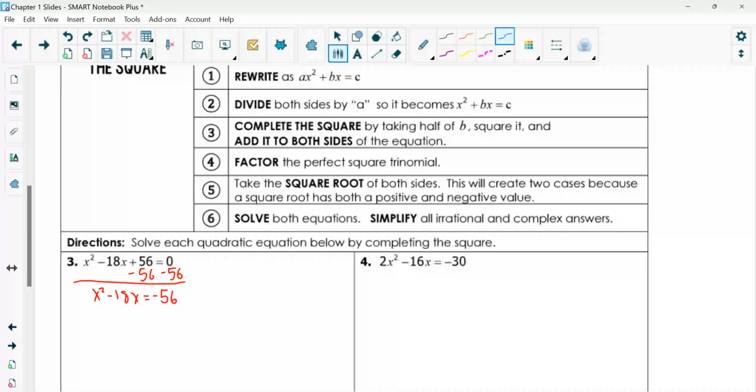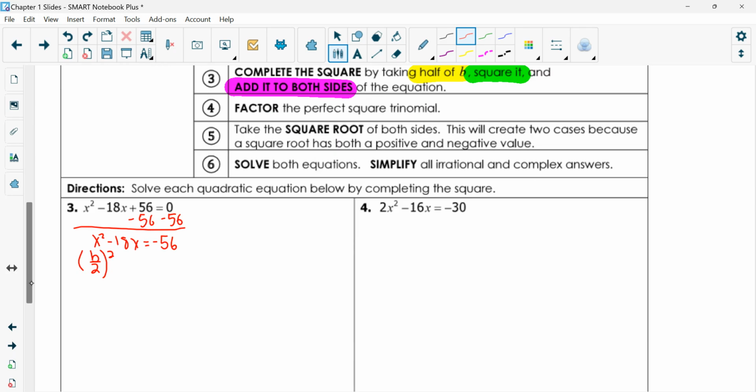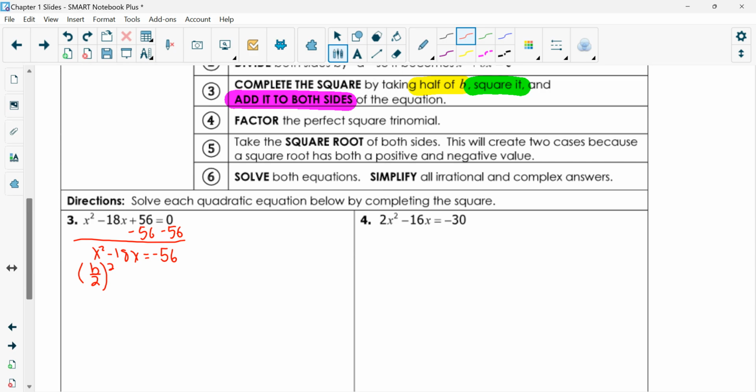And now this is the completing the square part. So the completing the square part says you are taking half of the b term, squaring it, and then adding it to both sides. So what you're really doing is b divided by 2 squared. Our b term is negative 18, so I'm doing negative 18 divided by 2 squared. Negative 18 divided by 2 is negative 9, and negative 9 squared is 81.